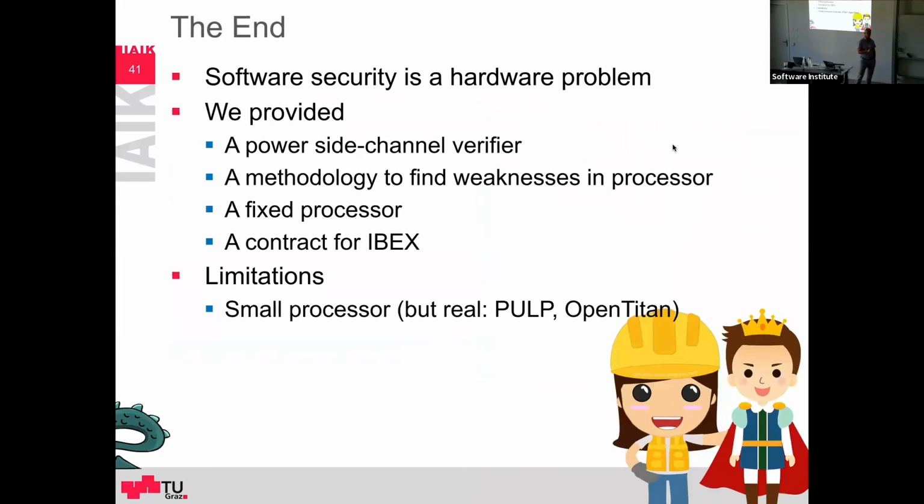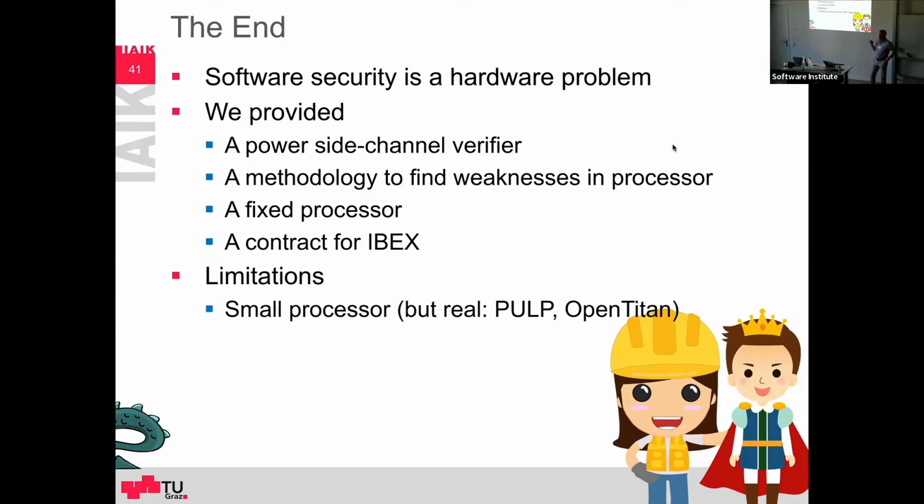So I wanted to talk about software security in side channels and took you on a long detour into the hardware world, where in the end we needed this to talk about processors. So I showed you how to do power side channel verification, what the right security model is, how you do this for hardware, and how you do it for software. Briefly talked about the hardware processor, and then what I didn't really talk about is this contract language for secure processors. So that's the story.